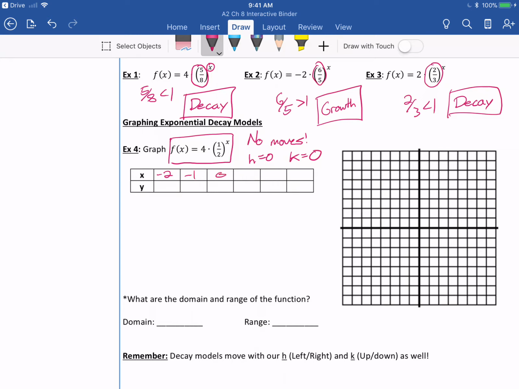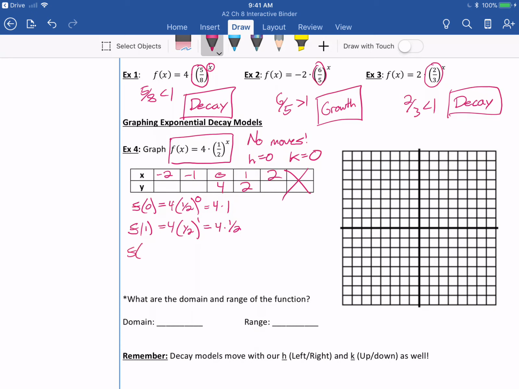I got -2, -1, 0, 1, and 2. I gave an extra box there; you can plug in 3 if you wanted, but I'm just going to cross it off. As we plug these in, I like to start with 0. So f of 0 is 4 times 1/2 to the 0 power. Anything to the 0 power is 1, so this is 4 times 1, which is 4. f of 1 is 4 times 1/2 to the first power, and 1/2 to the first power is 1/2, so 4 times a half is 2.